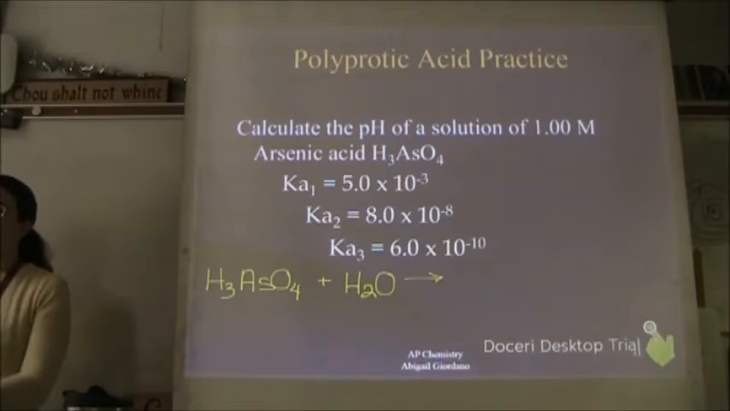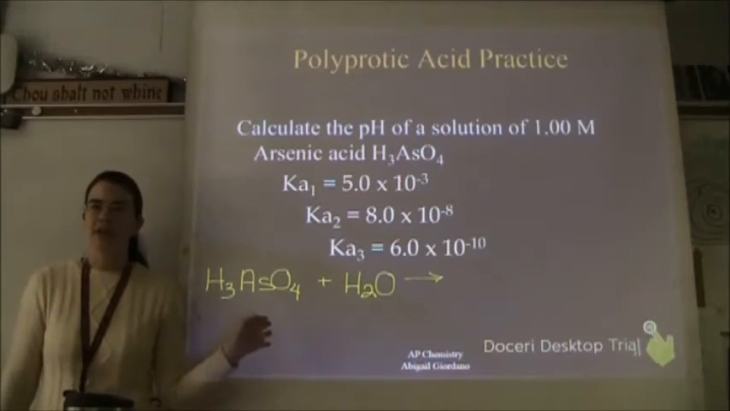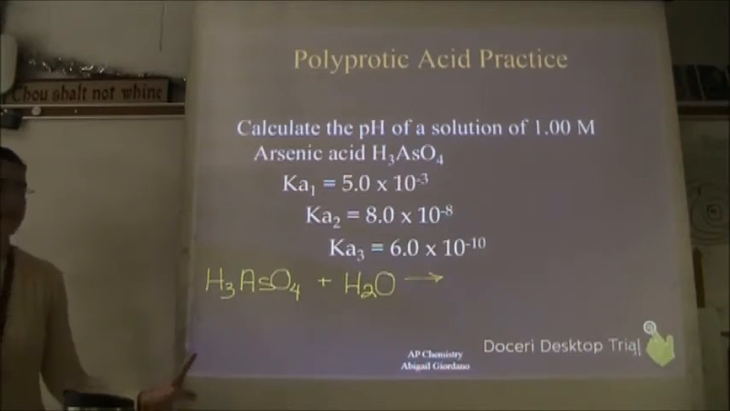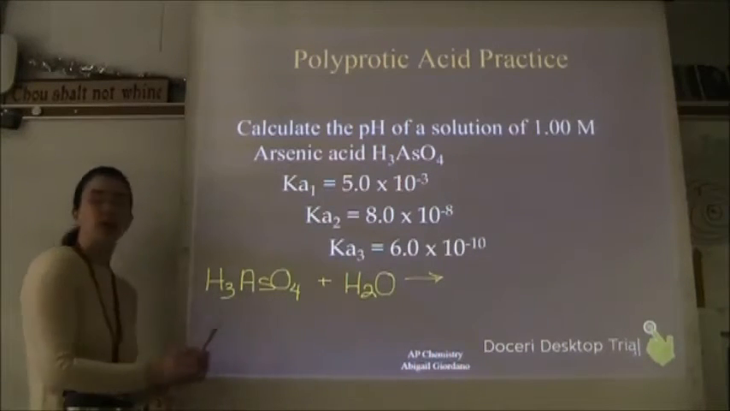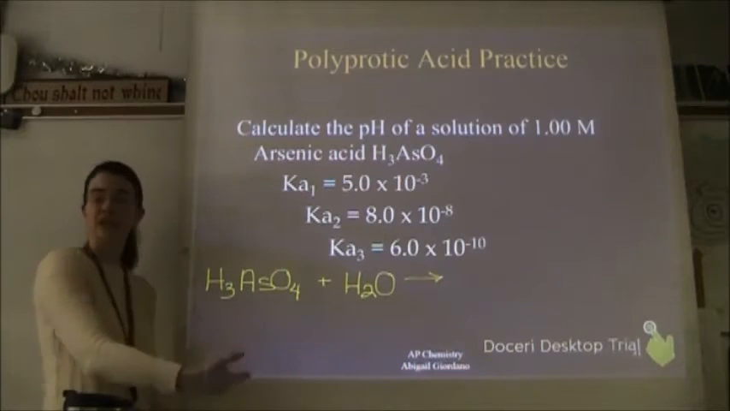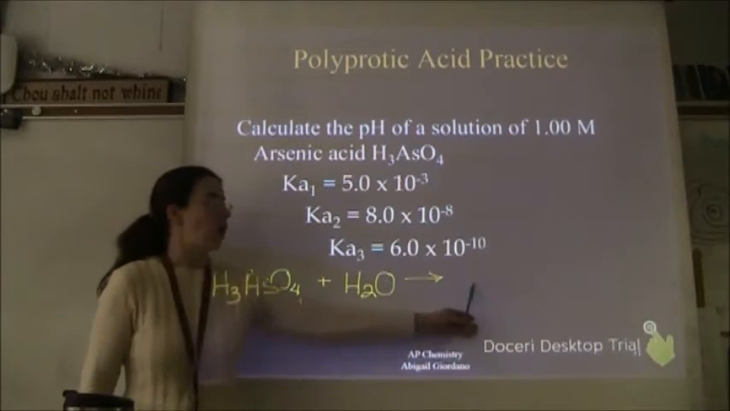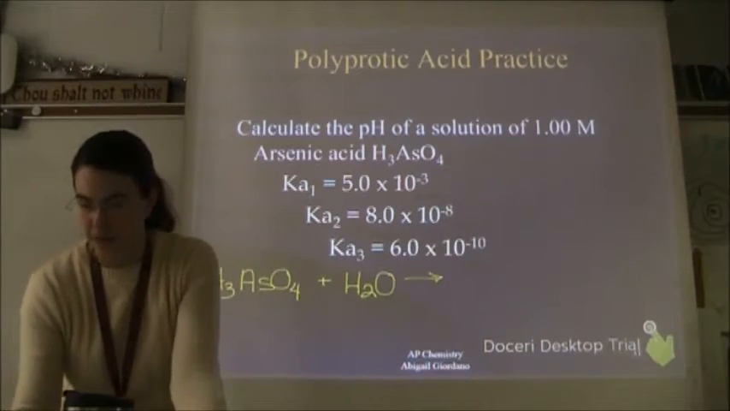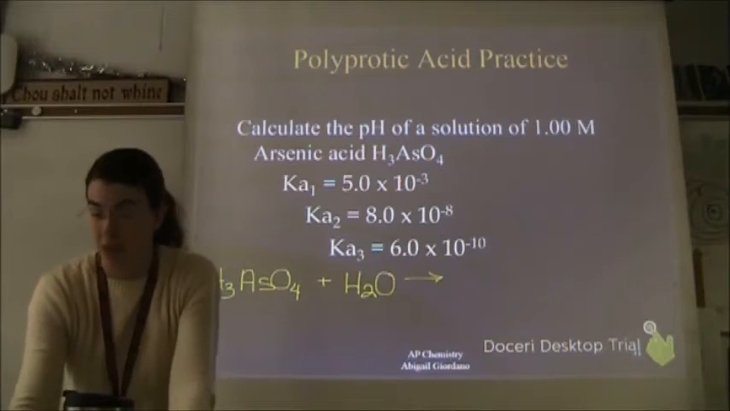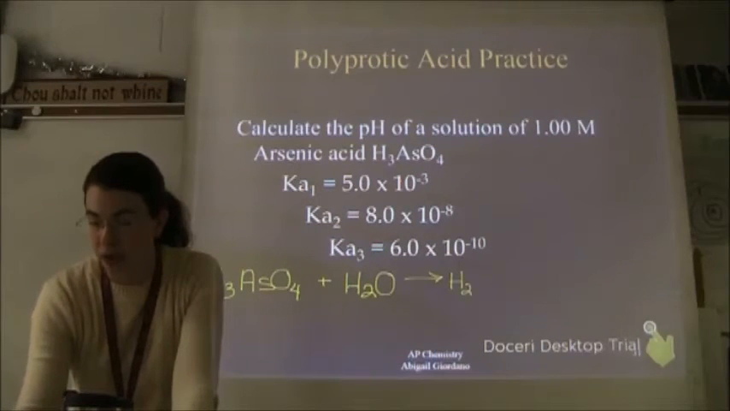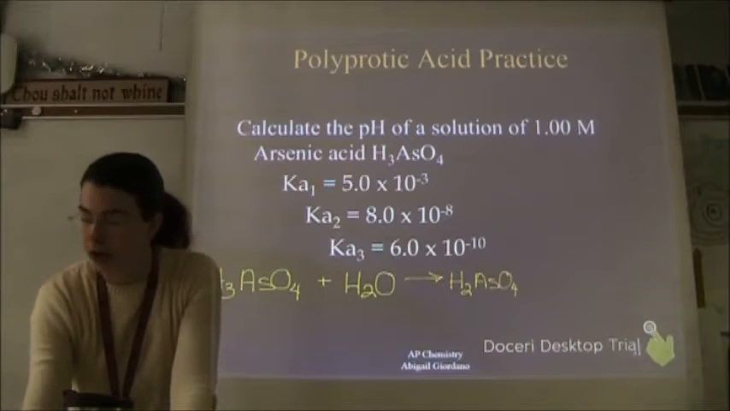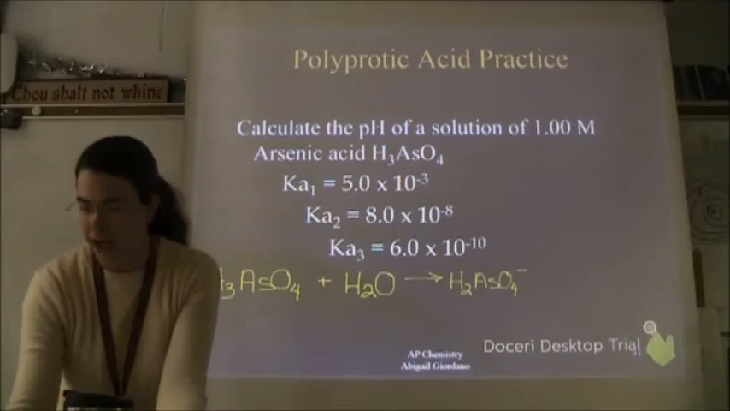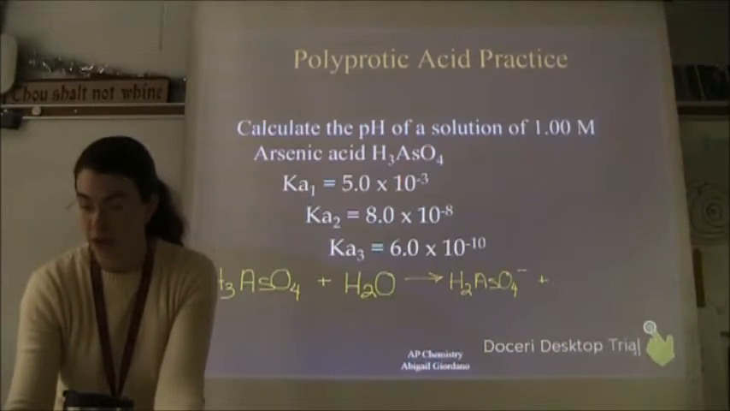Now guys, remember, polyprotics, each hydrogen is donated one at a time. So if this is my acid, can you tell me for this first dissociation, what would my conjugate base be in that position right there? H2AsO4, very good, with a minus charge, because we took away one hydrogen ion. And then what's my other product? Hydronium, very good.